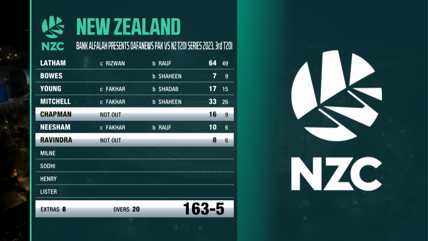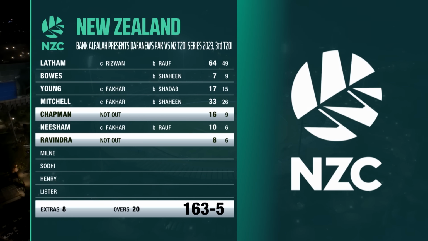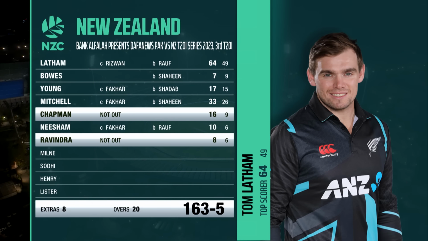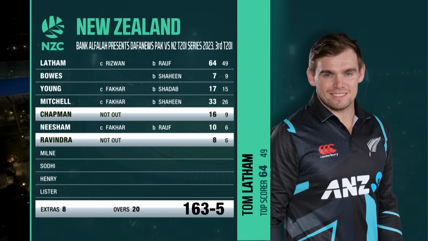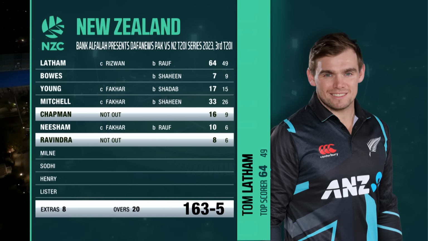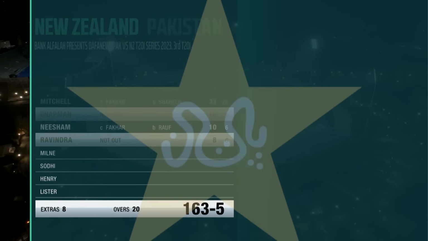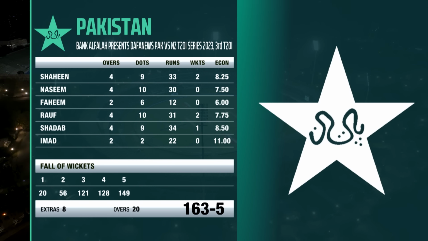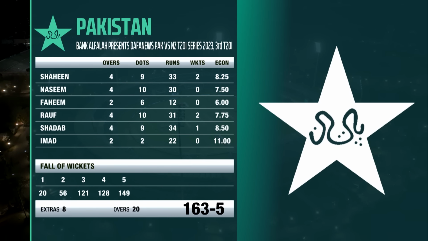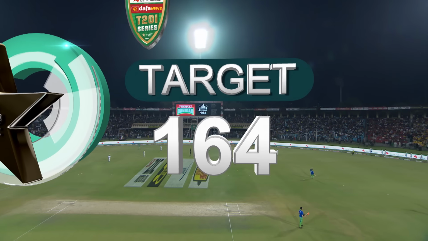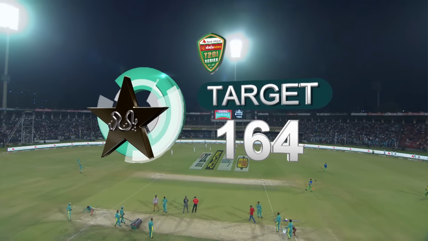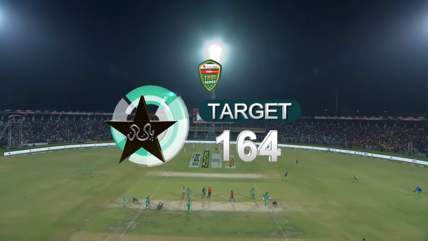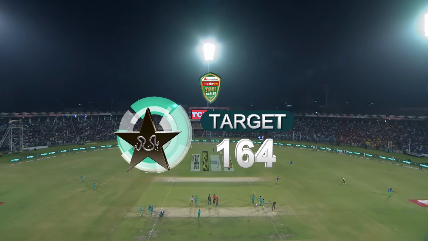What Tom Latham said at the toss that he would be eyeing this score. Will it be enough? Only time will tell. But 64 from the captain, and down the order, Daryl Mitchell getting 33 helped them to get to 163 for 5. Pakistan bowlers once again, 2 wickets for Haris Rauf, who makes it 10 wickets in 3 games, 2 for Shaheen Afridi and a wicket for Shadab Khan. The target 164 in 20 overs, and can New Zealand stop the opposition and make it 2-1 in the series? We'll have to wait and find out.